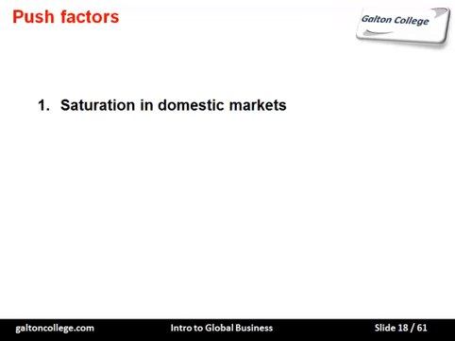For a start, saturation in the domestic market. When the domestic market is, as I said, fully exploited, there are many competitors producing essentially the same products. They're fighting for perhaps quite a small market. It's extremely competitive. The market is really saturated. Now, that means some companies will be pushed into looking for other markets. They might be pushed overseas to look at markets overseas.